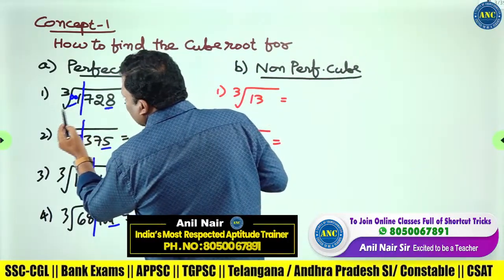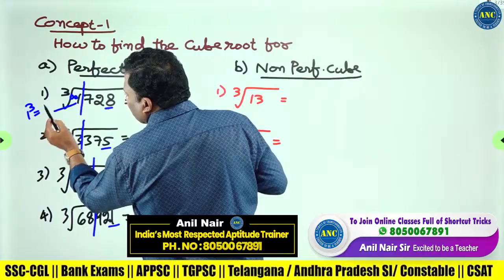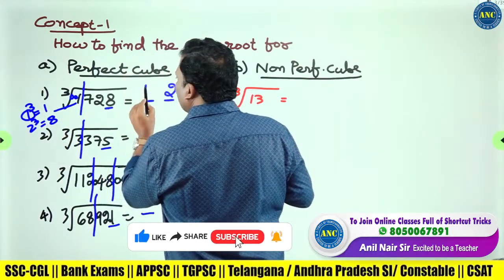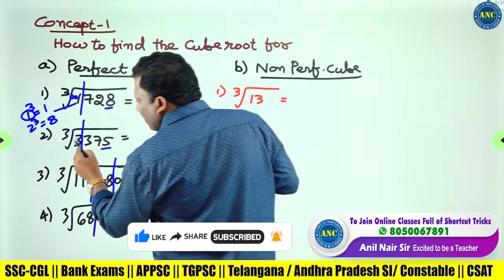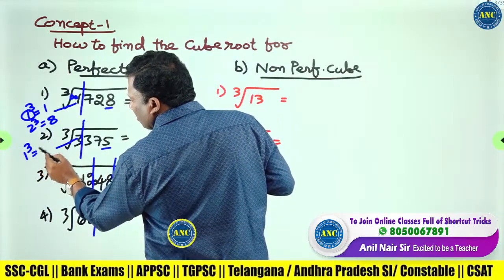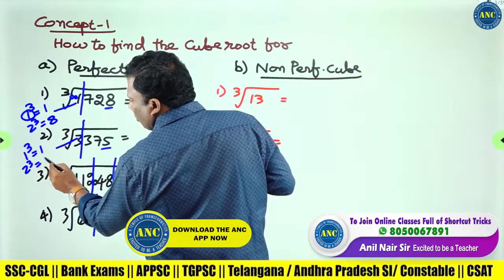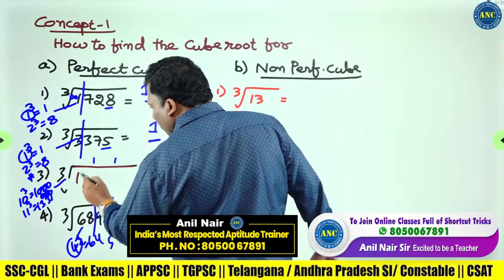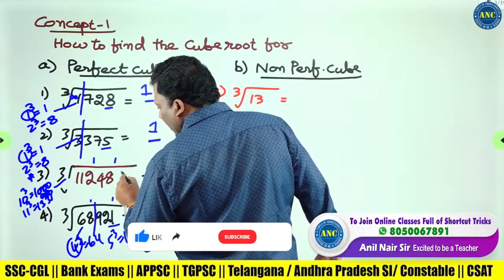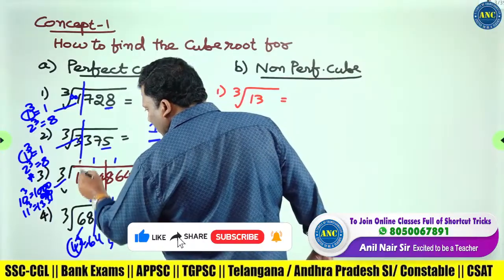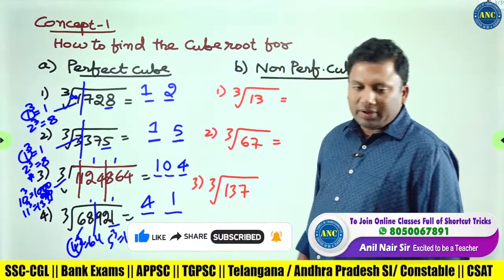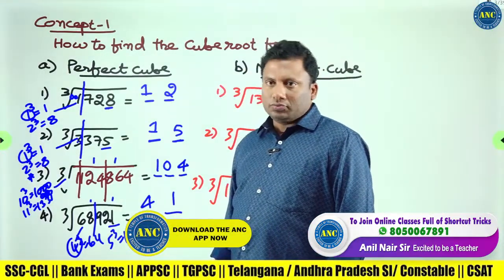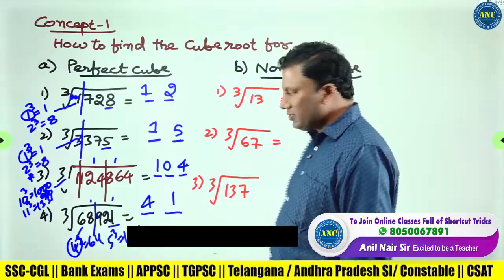Now before the slash, this 1 lies between which 2 cubes? 1 cube is 1, 2 cube is 8. What is the smallest number? 1. Answer is 2. 3 lies between which 2 numbers? 1 cube 1, 2 cube 8. What is the smallest number? 1. The cube root of 1124864 has 3 digits. Now it will be clear.